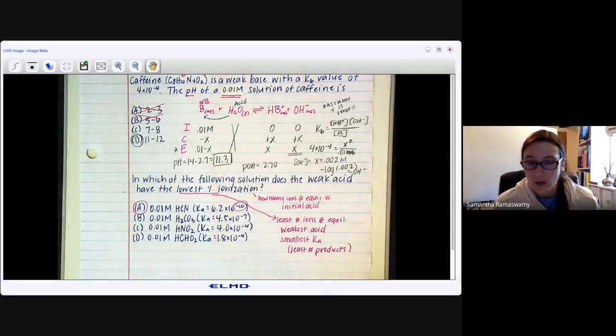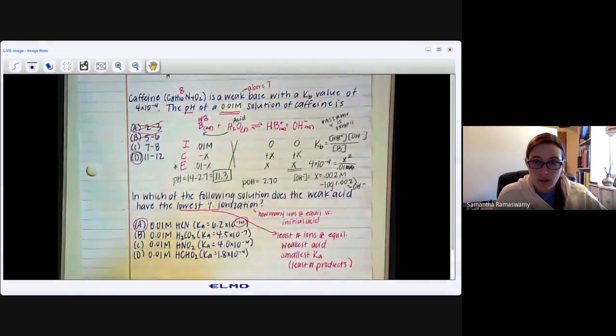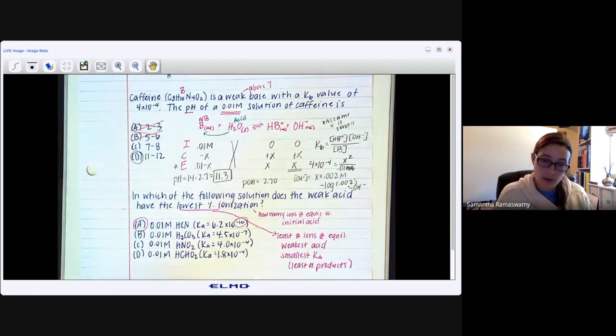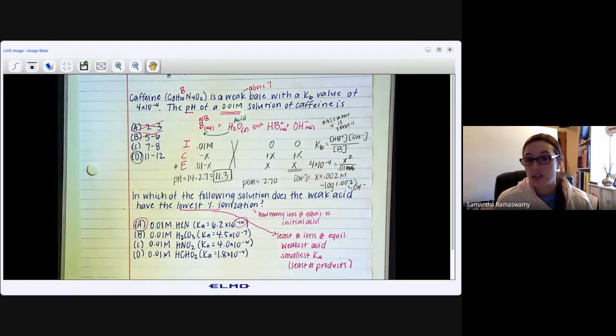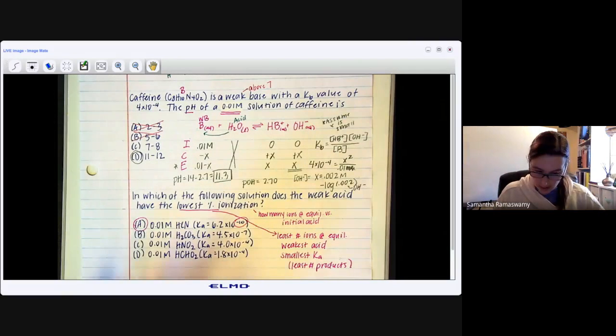So that's looking at these two questions. The caffeine question was a math question. This percent ionization question is just a conceptual question, thinking about the strength of the acid based on percent ionization. So then the last thing that I want to look at is percent ionization.